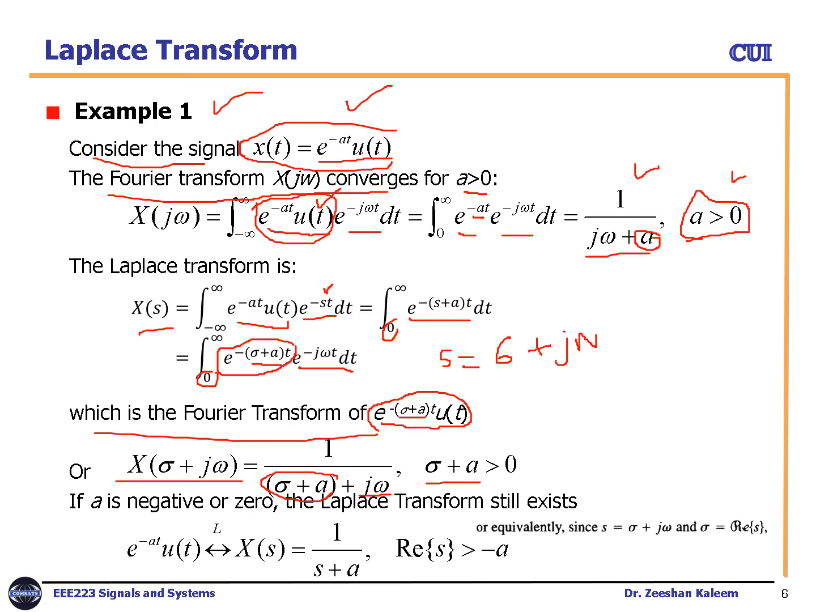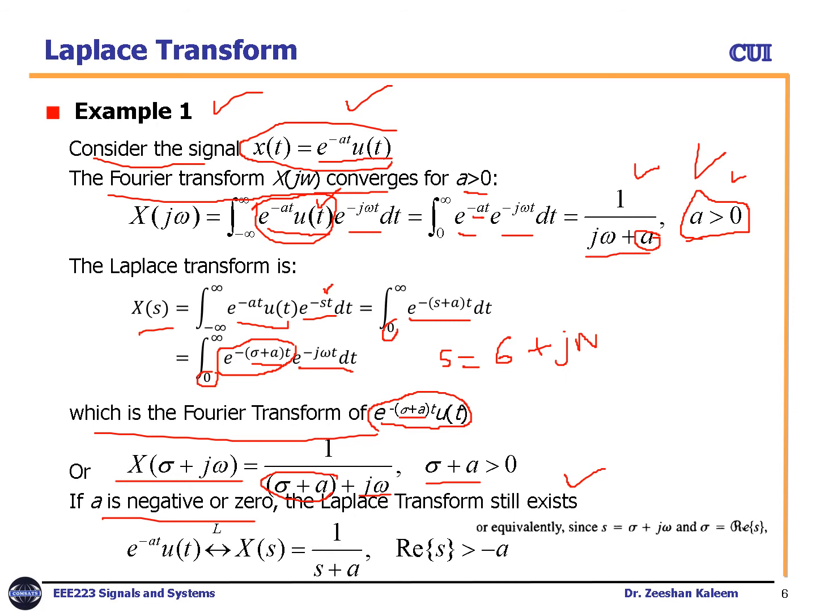So if a is negative or 0, for example, you replace a with some negative number or 0, then the Laplace transform still exists. However, the Fourier transform doesn't exist. So it means that the Laplace transform is valid for negative and 0 a as well, whereas for the similar function the Fourier transform was only valid for positive a. So here the Laplace transform works for negative and 0 a as well.